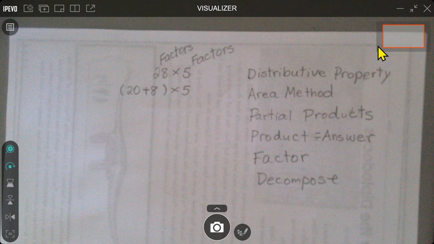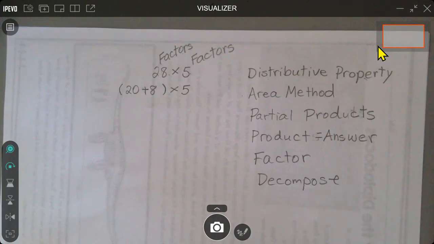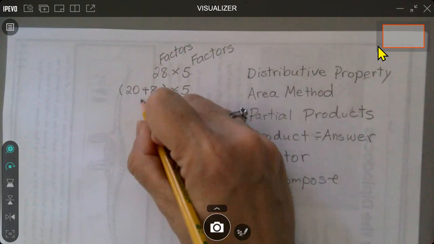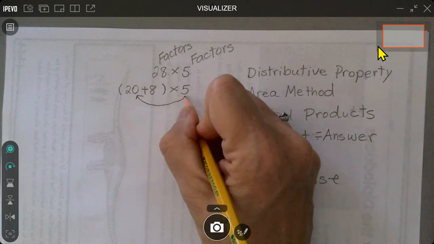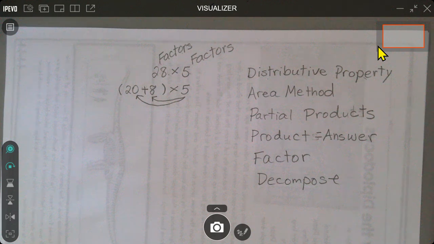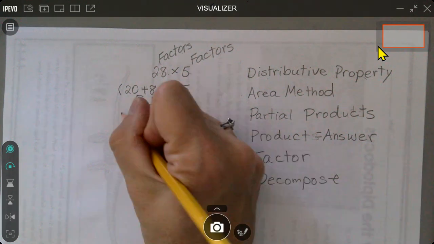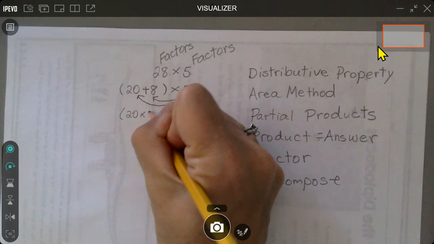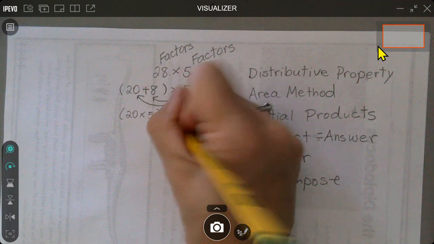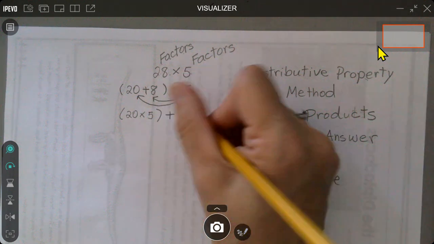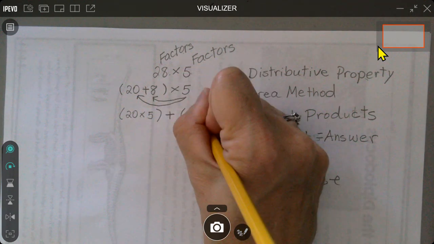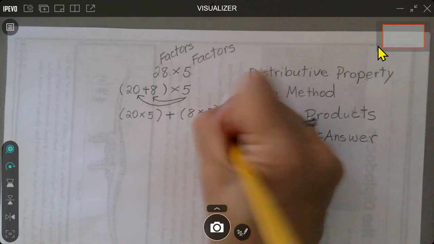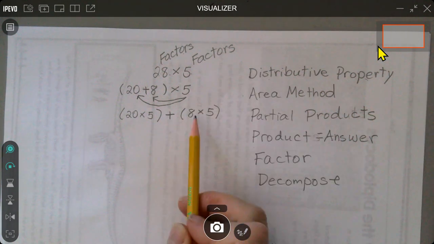Now in my class, next we make our arrows. We say, ooh, we're going to do 20 times 5, and we're going to do 8 times 5. Now we write out that multiplication problem. 20 times 5, and each time we're adding our partial products, plus 8 times 5. Once you have this, you're solving your two different multiplication problems here.